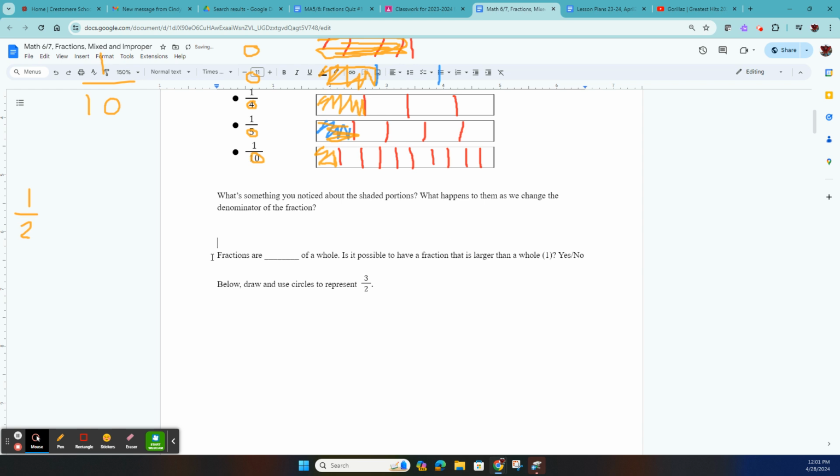All right. Next, fractions are blank of a whole. It is possible to have a fraction that is larger than a whole, or 1. Okay, yes or no? Well, firstly, we have to remember that fractions are part of a whole. So you can write that in. Cool. Okay, fractions are parts of wholes.